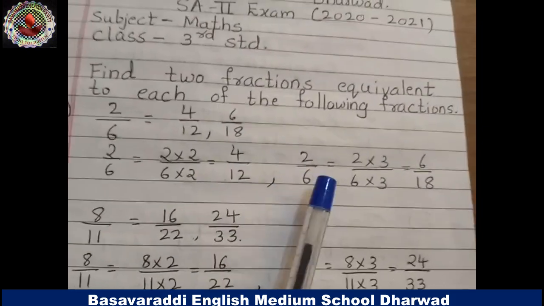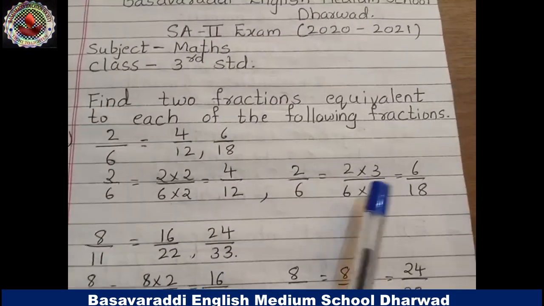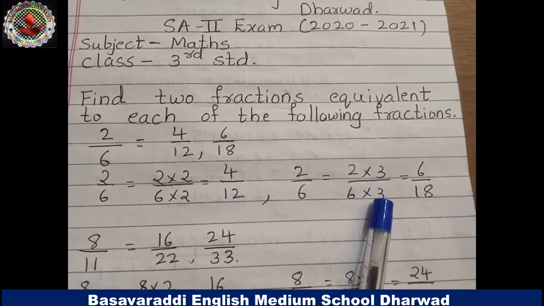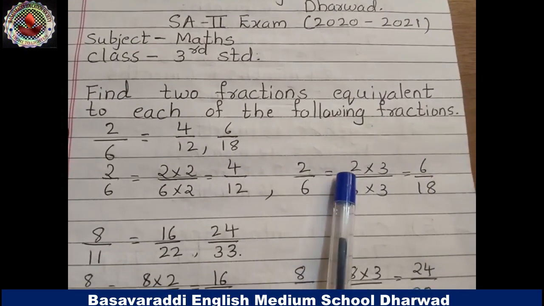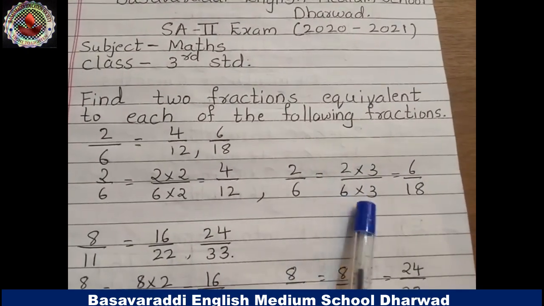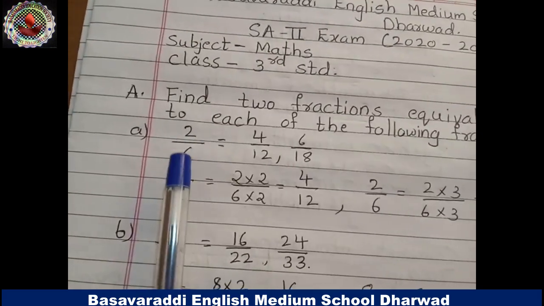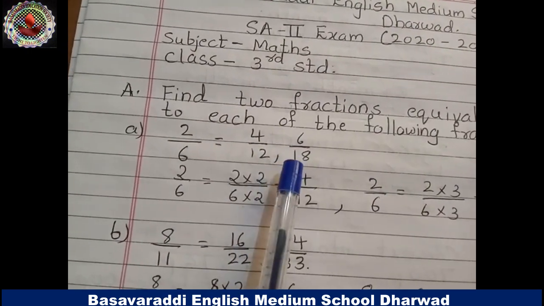Second one, again we are taking another equivalent fraction of 2 upon 6. We are multiplying the numerator and denominator by the same number, that is why we have taken 3. If you are taking 4, 5, okay, no problem. So 2 into 3 is 6, 6 into 3 is 18. So the equivalent fractions of 2 upon 6 are 4 upon 12 and 6 upon 18.